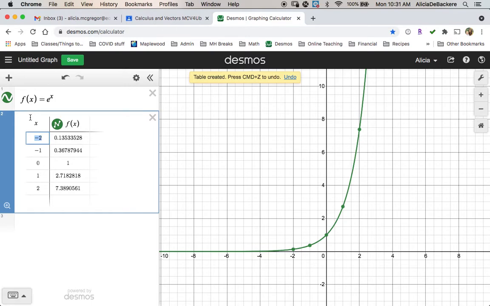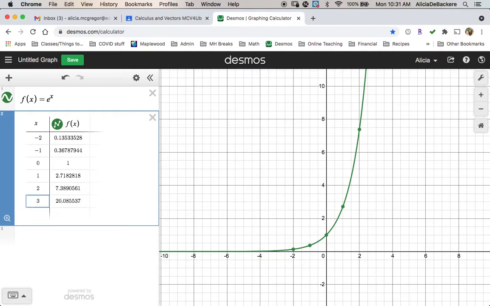In the table, I'm going to add a new column. So I already have a column for x, a column for the function. And if I click off to the side, hopefully you know this, you can click in here and add more numbers if you wanted. And when you add them, they show up on the graph as points. I can't type into the y column or the f of x column, but I can type into the x.